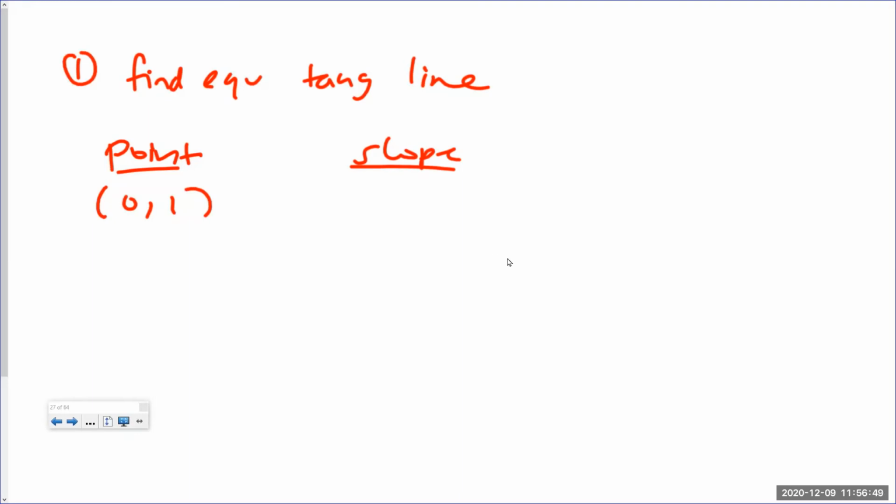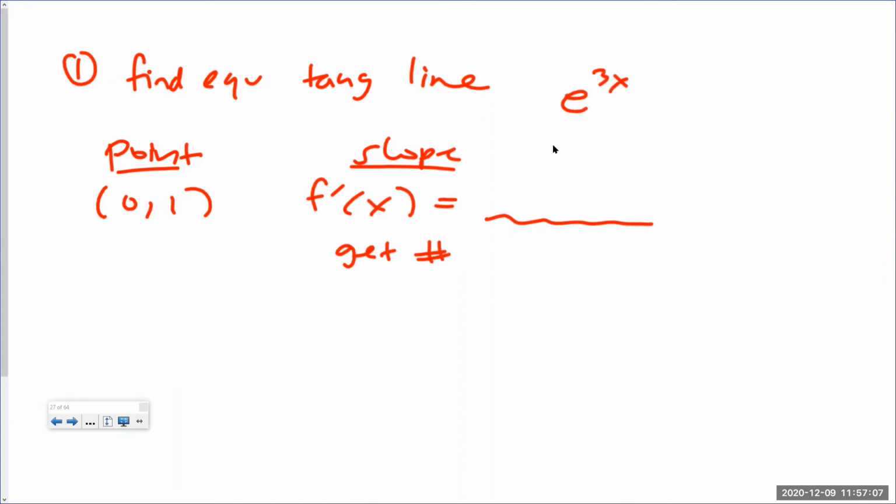When I say derivative, you say slope of a tangent line. So guys, this is just the derivative. You're going to take the derivative of f, but be careful. You need to get into a number. So once you take the derivative, what is it? Is it e to the 3x or something like that? What's the derivative of e to the 3x? 3e to the 3x. That's the slope, but you need a number here.